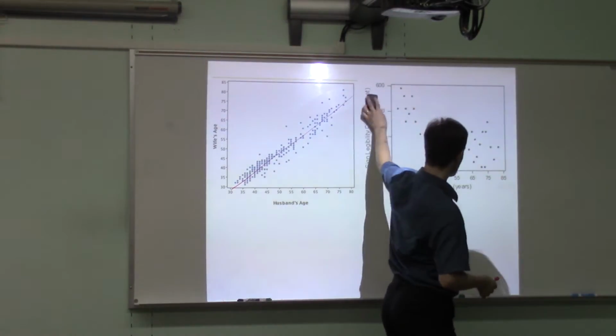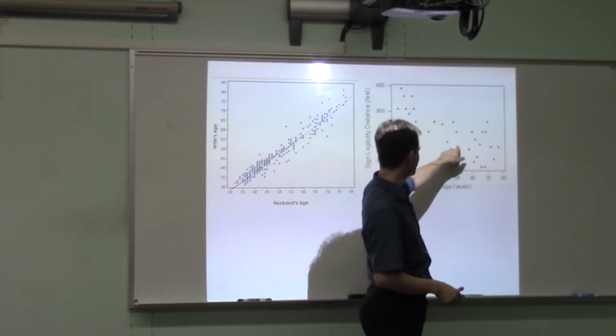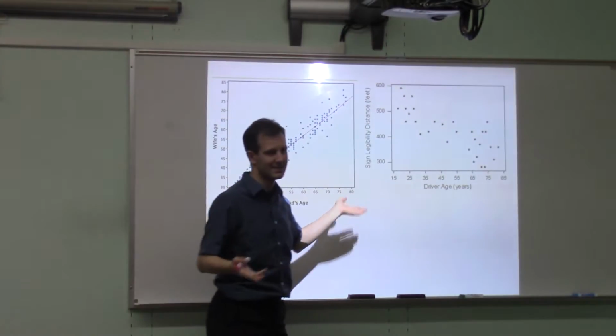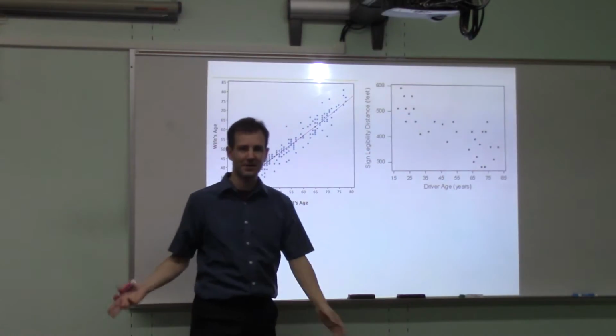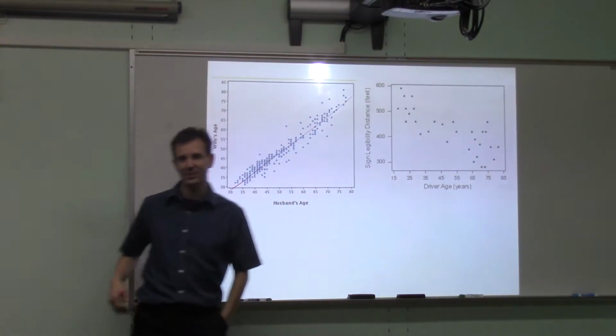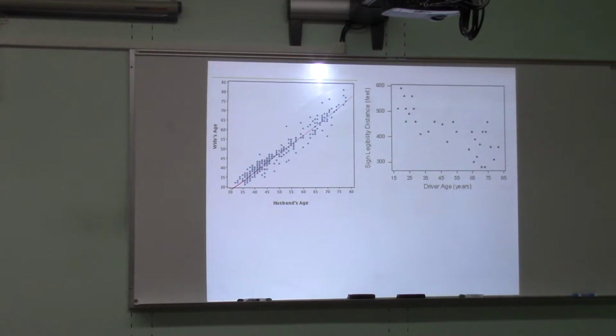The point is, you draw a line, and then you say, oh, the driver is 55, well, I bet that they will be able to recognize the sign from 380 feet away. And you want, of course, the best possible line, which is why the following things were developed.